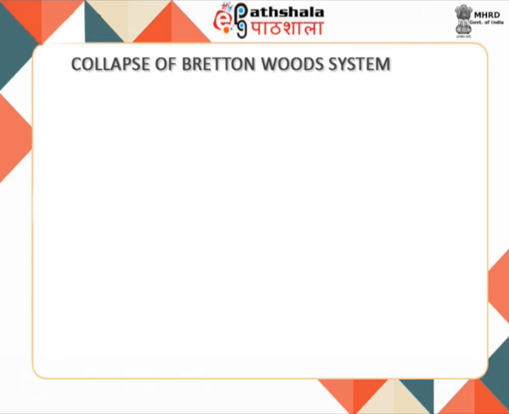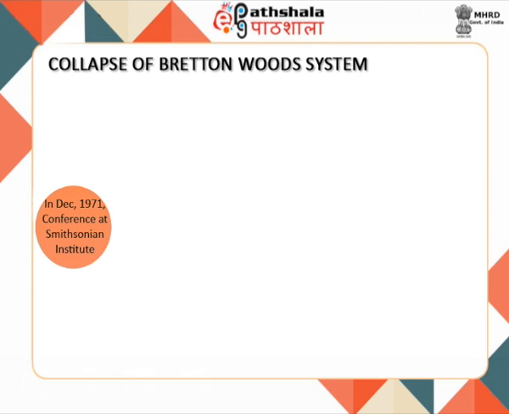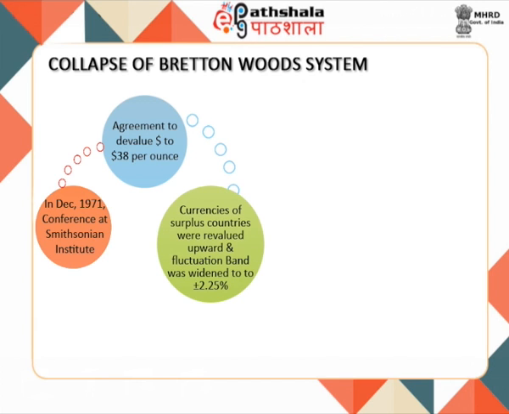In order to save and restore Bretton Woods system, in December 1971, a conference was held at Smithsonian Institute in Washington, D.C. An agreement was reached to devalue dollar to $38 per ounce of gold from $35 per ounce. Currencies of surplus countries were revalued upward and fluctuation band was widened to plus minus 2.25% from plus minus 1%.